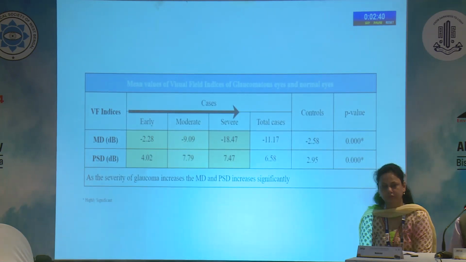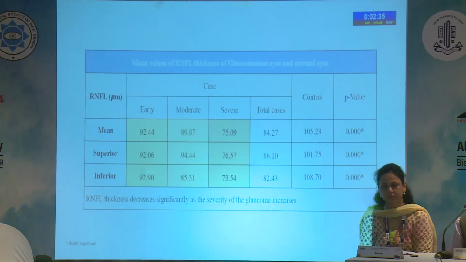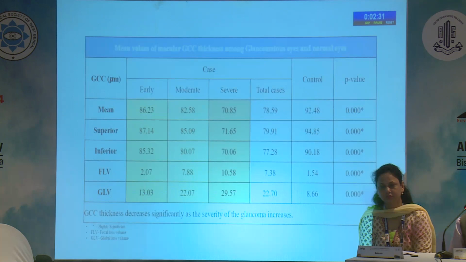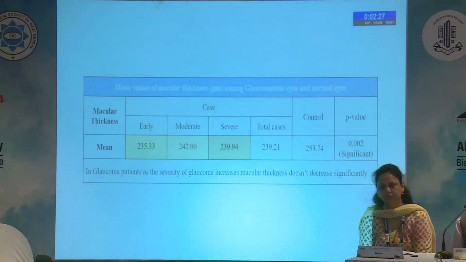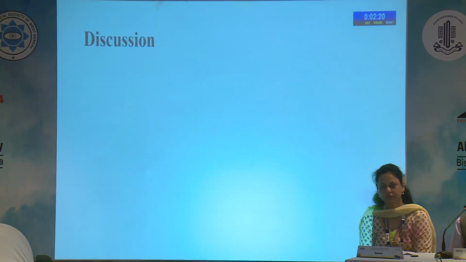As the severity of glaucoma increases, the mean deviation and pattern standard deviation increase significantly, while RNFL thickness decreases significantly as the severity of glaucoma increases. GCC thickness decreases significantly as the severity of glaucoma increases. However, in glaucoma patients, as the severity of glaucoma increases, macular thickness does not decrease significantly.